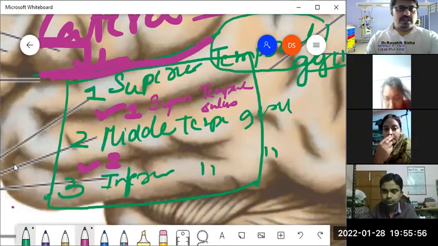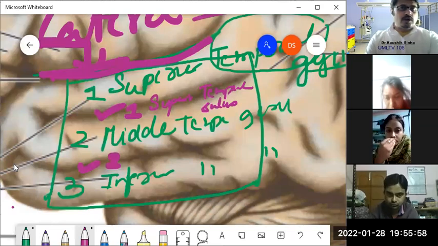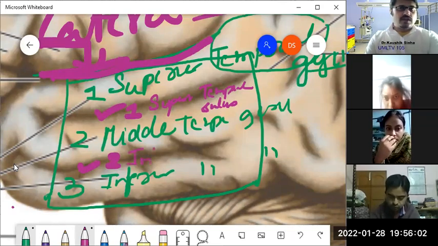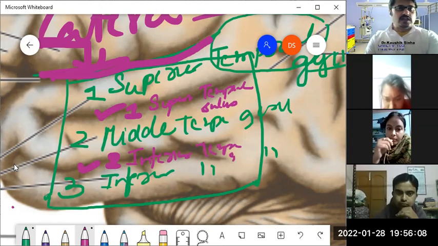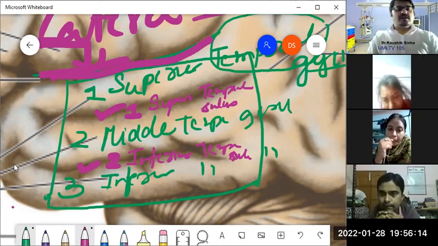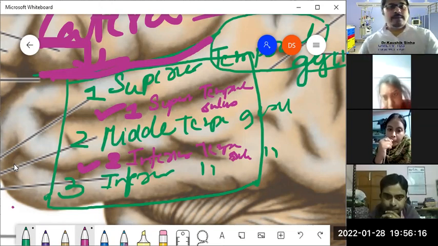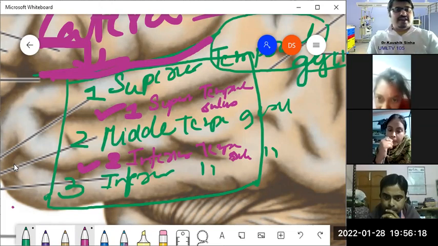Similarly, the sulcus number 2 out here is to be termed as what? Inferior temporal sulcus, which is separating the middle temporal gyrus from the inferior temporal gyrus. That is the concept of naming these individual sulci and the gyri. Now clear?